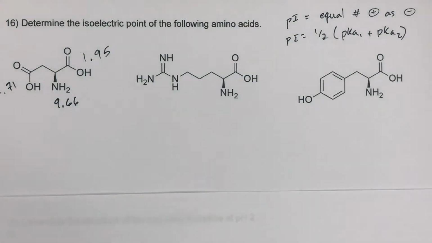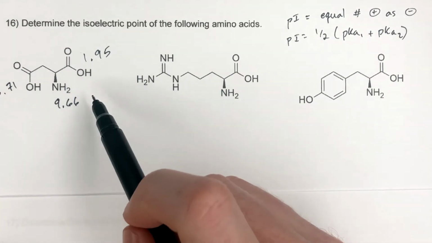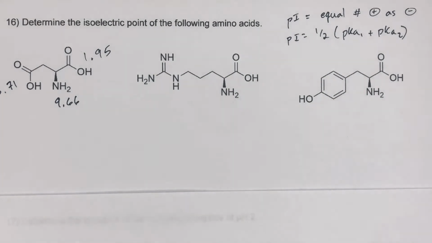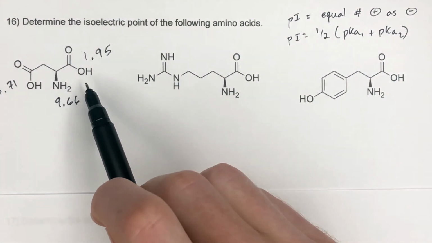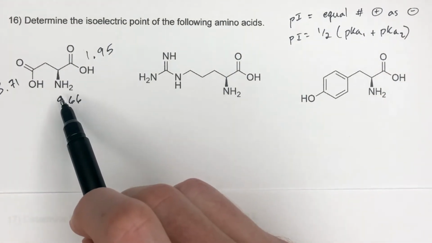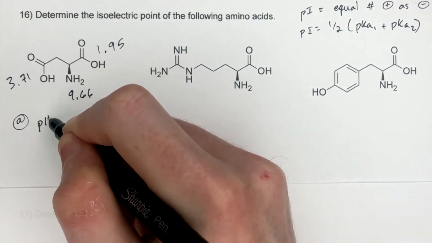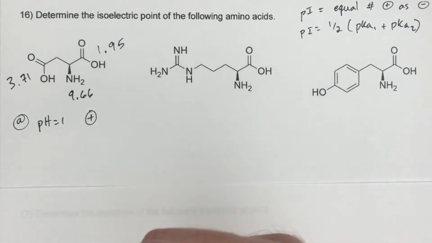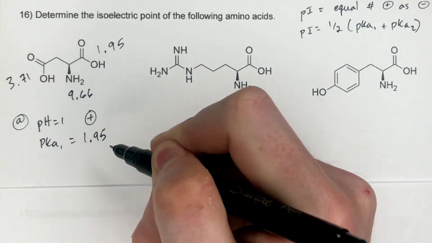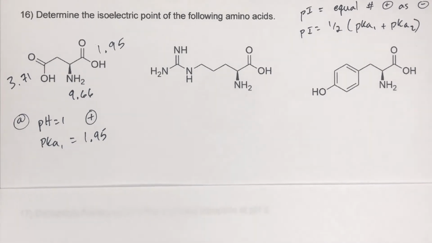Okay, so now we have to think about this, right? At a pH lower than all of these, we're going to get a positive 1 charge because the nitrogen will be positively charged, right? At a pH of 1, for example, we're going to get protonation here, that's neutral. Protonation here, that's neutral. Protonation at the nitrogen, that's positive 1 charge. So let's write this out. At pH 1, we have a positive 1 charge, which means that pKa1 in our equation is 1.95, because at a pH lower than that, we have a positive charge.